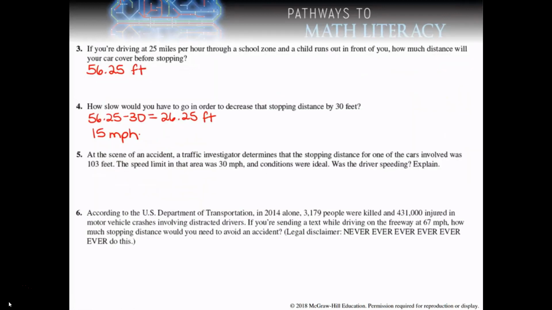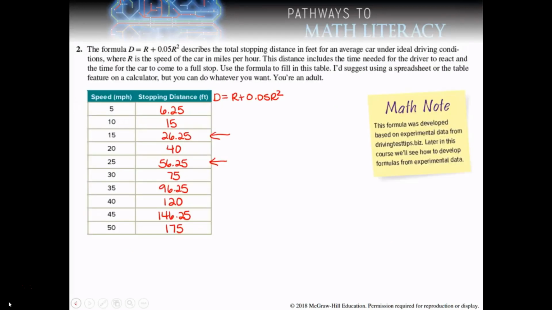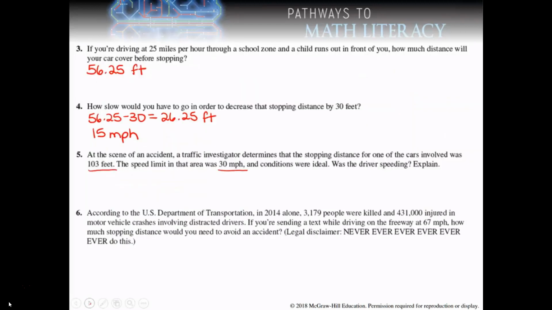In 5, a car takes 103 feet to stop in an area where the speed limit was 30 miles per hour. Were they speeding? Well, at 30 miles per hour, it should have only taken them 75 feet to stop. So if it took them way more than that, almost 30 feet more, then yes, they were definitely speeding.